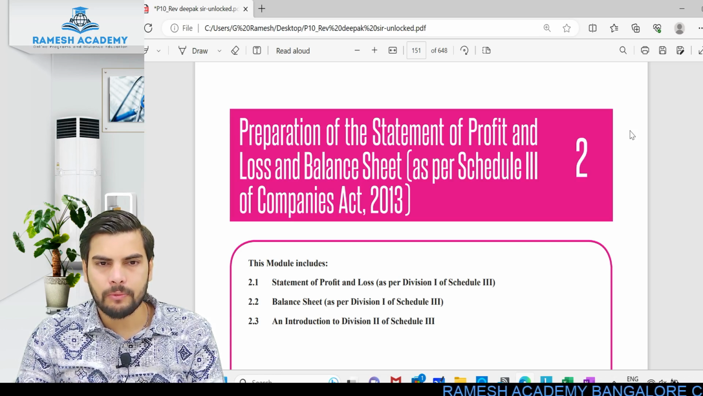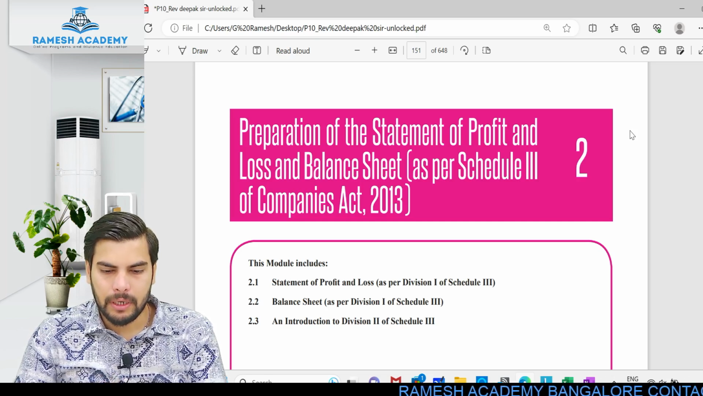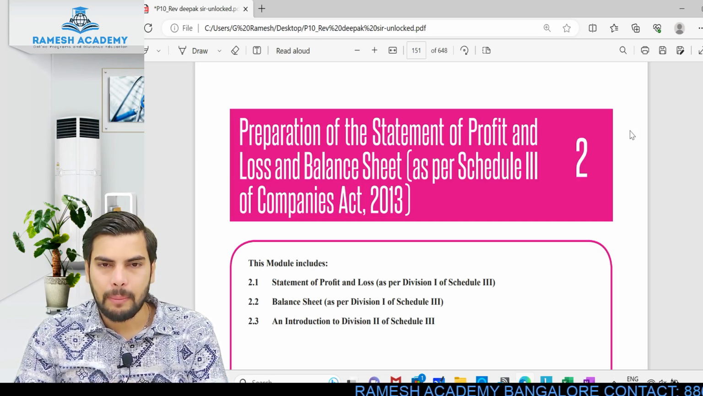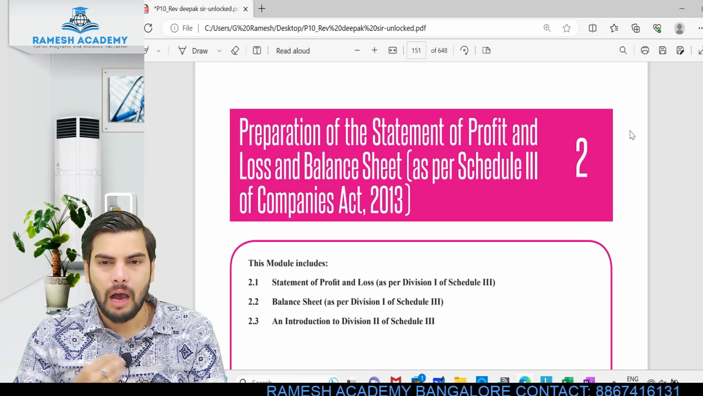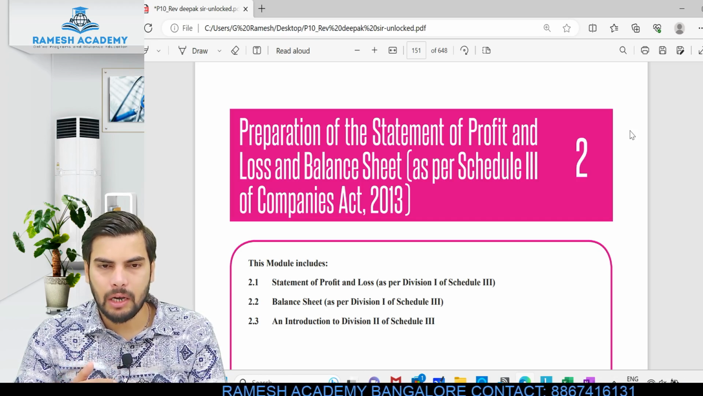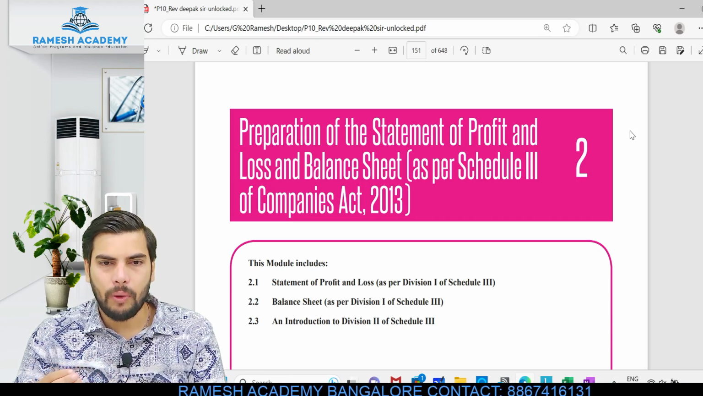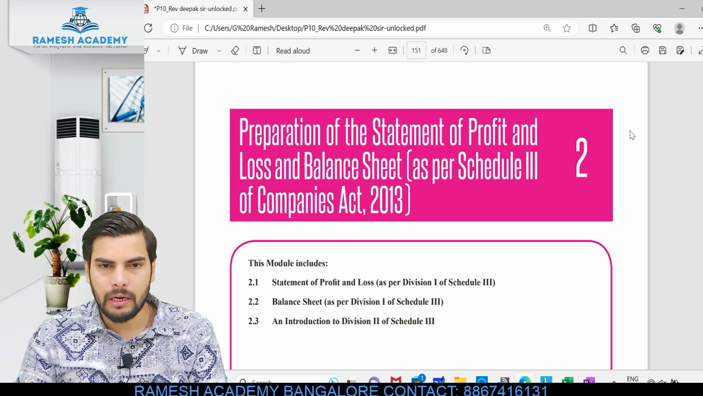Okay, so let's start with the second chapter, that is preparation of statement of profit and loss and balance sheet as per Schedule 3 of Companies Act. So, here we'll be learning how exactly we prepare the P&L account when it comes to companies, and how exactly the companies would be preparing their balance sheet.